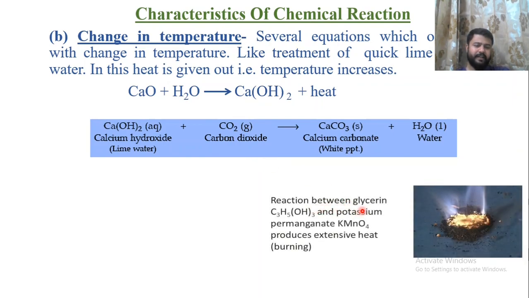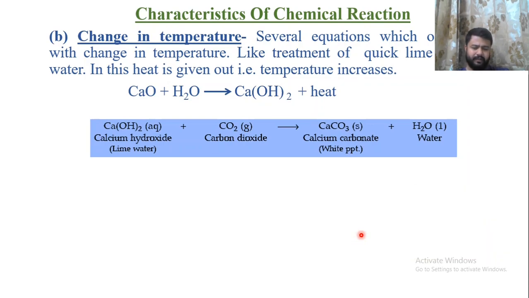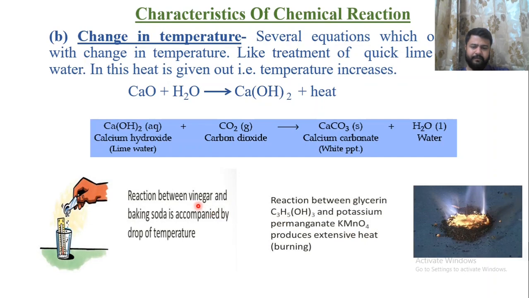As examples, the reaction between glycerin and potassium permanganate produces a very huge heat, that is, there is an increase in temperature. And the reaction between vinegar and baking soda is accompanied by a drop in temperature. So these are opposite reactions: in one the temperature increases, and in the other the temperature decreases.